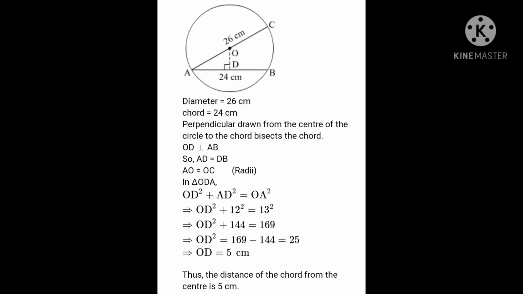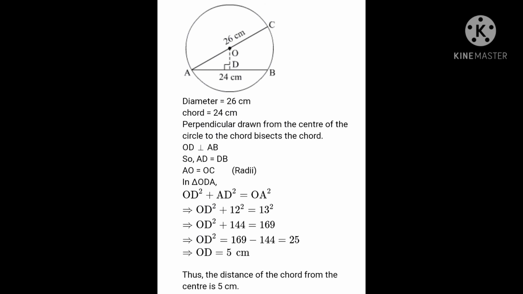Now substitute the value of AD. AD value is 12. So OD square plus 12 square. OA value is 13 because the diameter is 26, so radius is 13. So 13 square. So next step is OD square plus 12 square, which is 144, equal to 13 square, which is 169. So OD square is 169 minus 144, which is 25. So OD square is 25.